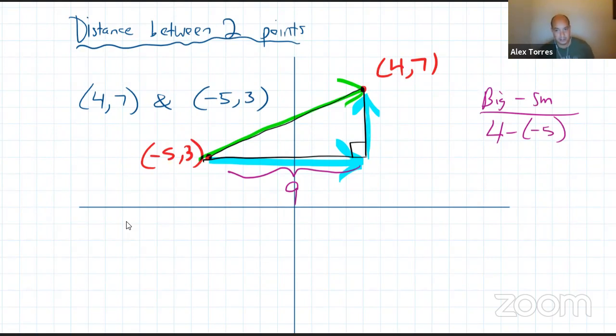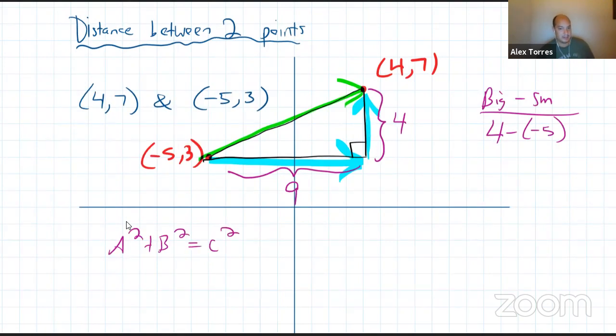So now the vertical distance could be thought of as 7 minus 3, like we just said, or you could kind of count it off here because it's that easy. But that's a distance of 4. So now to get that distance, we'll just go ahead and use the Pythagorean: A squared plus B squared equals C squared for a right triangle.